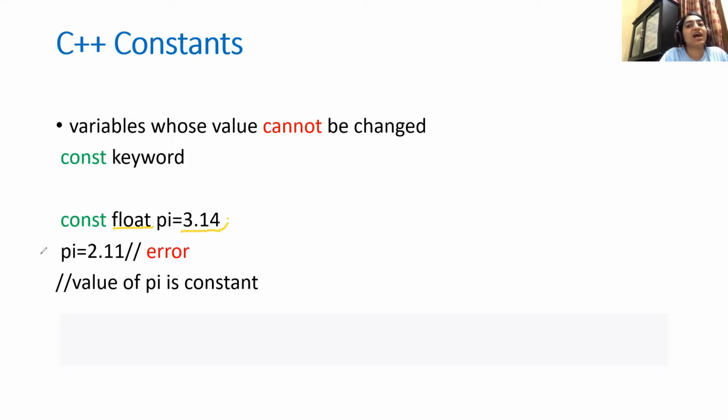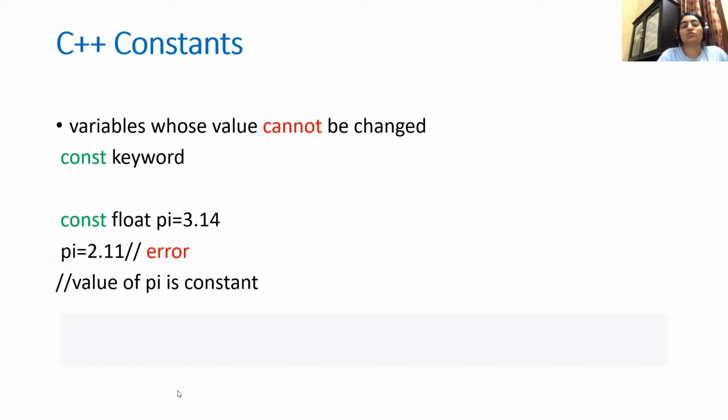Now in the next line, I have overwritten the value of pi with 2.11. This will give me an error saying that pi is a constant value, you cannot change it. So these are some small things which should be clear by now, so that when you are doing proper code, you don't make these mistakes.